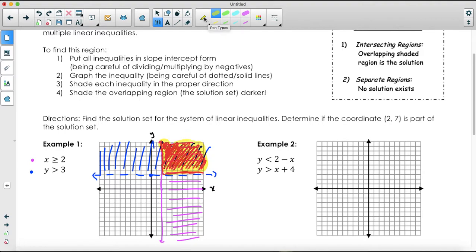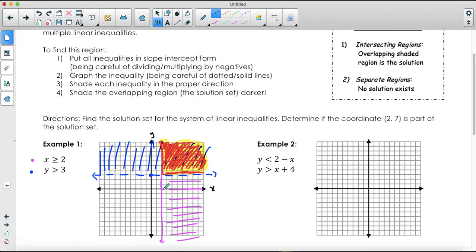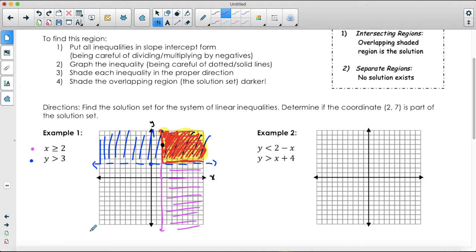Now we're going to look for the coordinate (2, 7). 2, 1, 2, 3, 4, 5, 6, 7 is located here. Since (2, 7) is on one of the lines, I have to make sure that it actually works. 2 is x, so 2 is greater than or equal to 2. That is correct. That does work because 2 is equal to 2, so it works. The y is 7, so 7 is greater than 3. It does work. Therefore, (2, 7) is part of the solution.